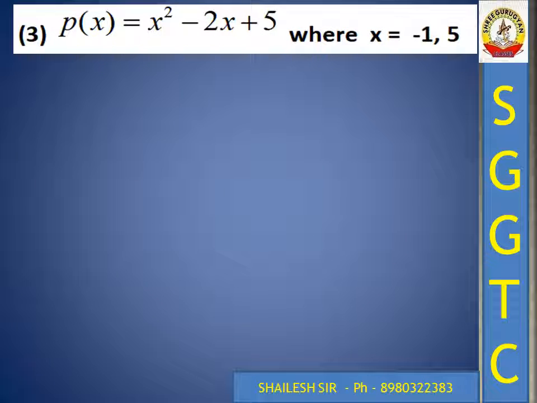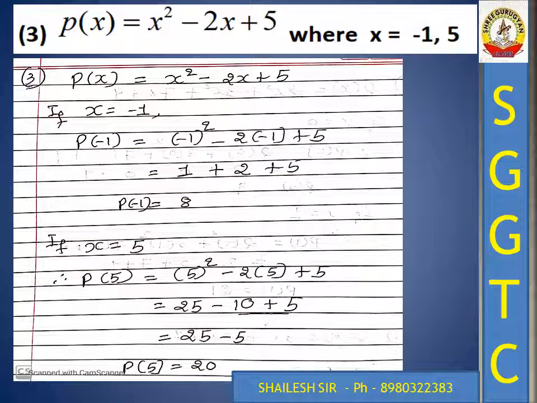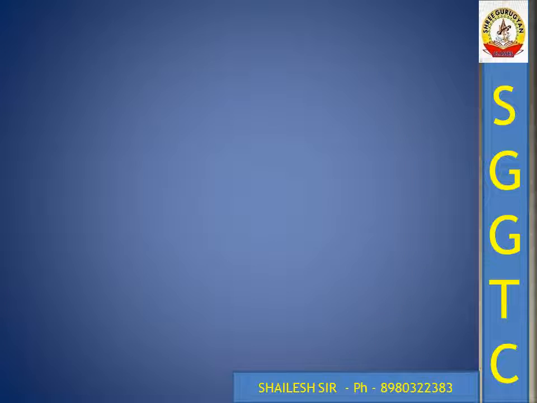Question third, x square minus 2x plus 5, and the values asked are minus 1 and 5. First I put minus 1 in place of x, and second I put 5 in place of x. If I put minus 1, then minus 1 square, next 2 into minus 1, and 5, and on further calculation you get the answer 8. Same as if I put 5, then 25 minus 10 plus 5, and my answer is 20. Very easy. Here also both are remainders. Students, mind well, P of minus 1 equal to 8 is a remainder and P of 5 equal to 20 is also our remainder answer. Next one more.